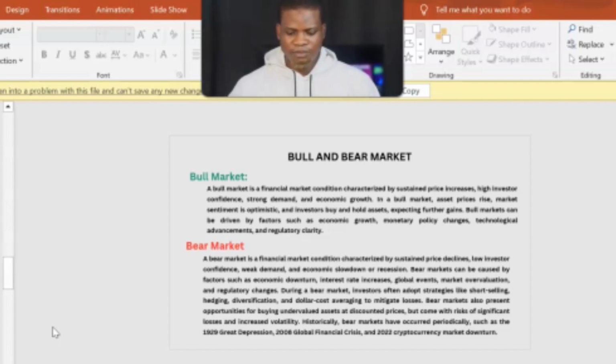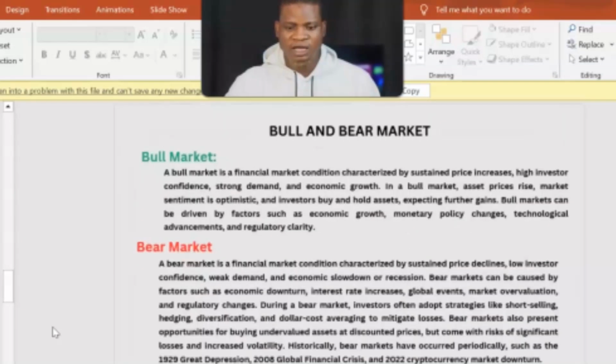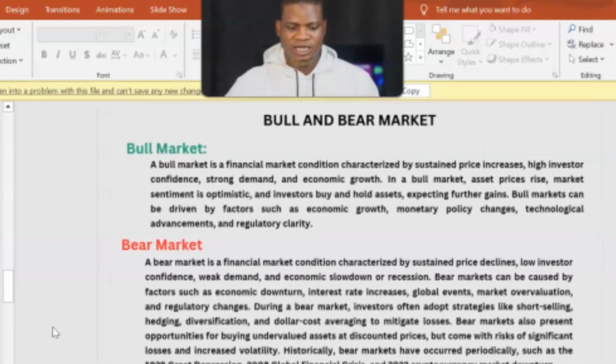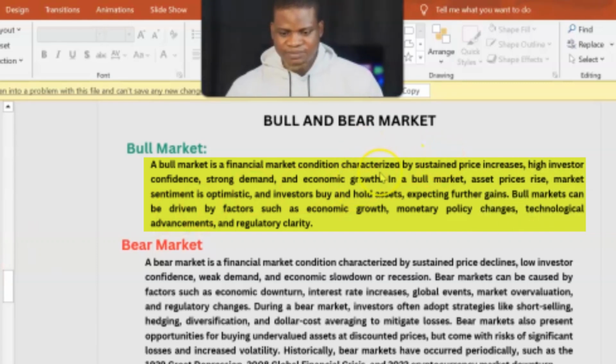So let's talk about the bull and the bear market. The bull and bear market are important concepts you have to understand in the cryptocurrency market. So let's talk about what bull and bear markets are. A bull market is a financial market condition characterized by sustained price increases, high investor confidence, strong demand, and economic growth. In a bull market, asset prices rise, market sentiment is optimistic, and investors buy and hold assets expecting further gains. Bull markets can be driven by factors like economic growth, monetary policy changes, technological advancement, and regulatory clarity.